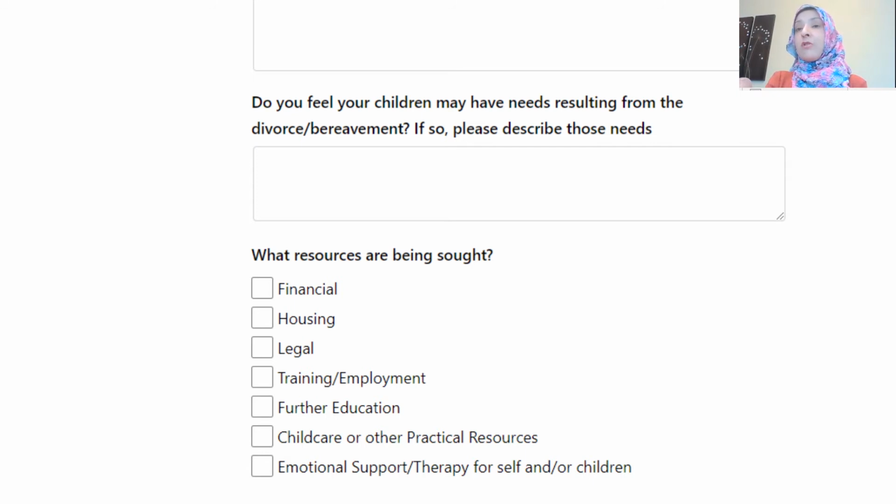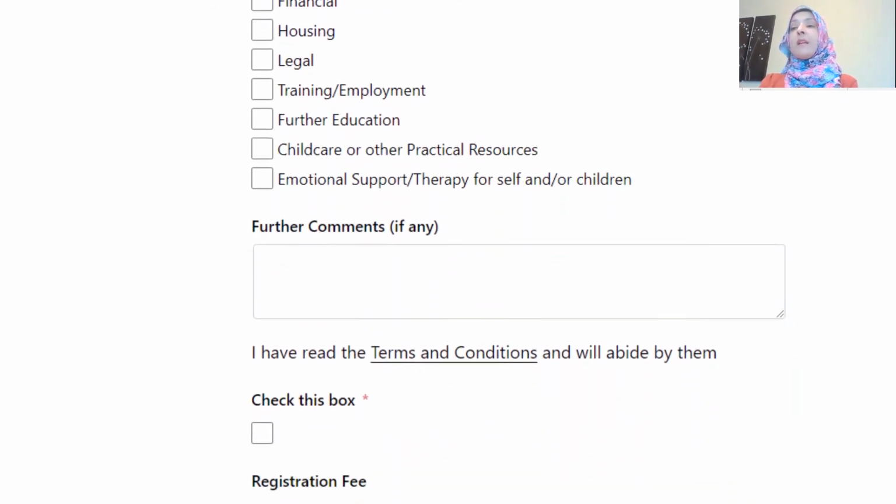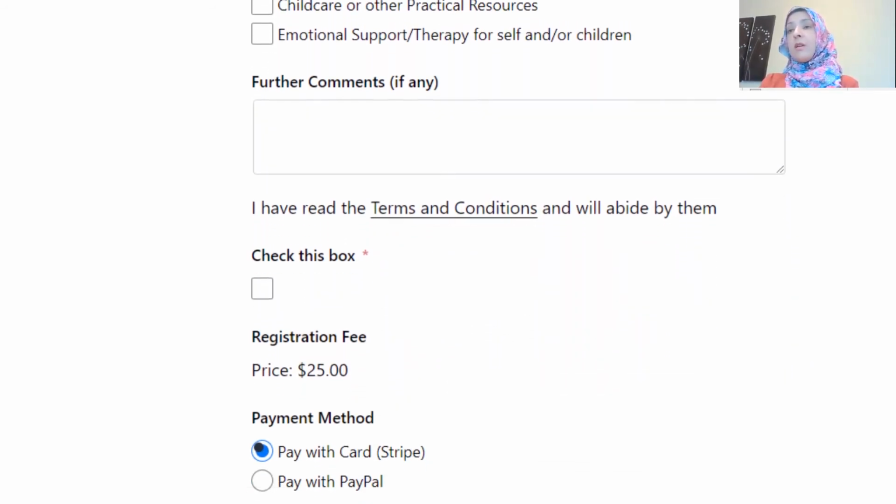We ask if they have children. So again, there may be applicants who have children that also require services. And again, our goal is to try and meet as many of the needs as possible. So once we have that information, we then ask them to identify the resources that they feel they need. And so we have a list there of the main areas that we would try to support them in. And then allow them a space for any further comments or information.